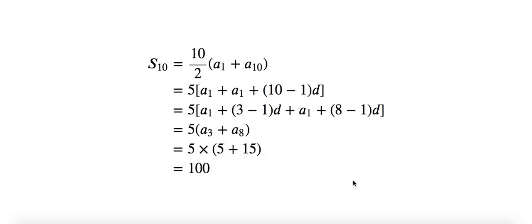In our second solution, let's use the other formula for s sub 10 and the formula for a sub 10. Make this distribution. Use the formula for a sub 3 and a sub 8, and substitute their values to get exactly the same result as before.